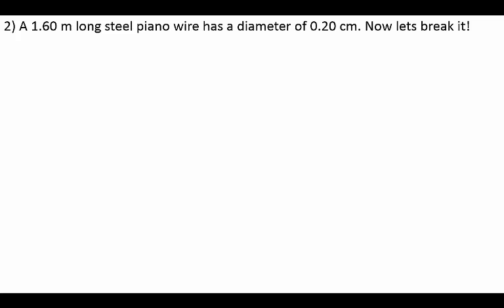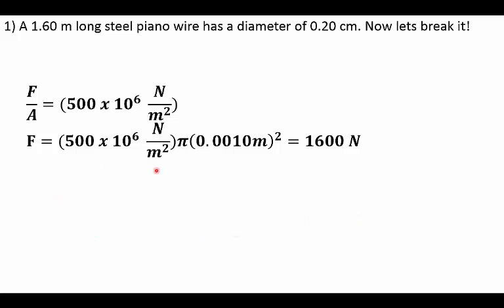So we'll look up the tensile strength of steel in a table. There's a table in your book. We find that the tensile strength of steel is 500 times 10 to the 6 newtons per meter squared. We can then multiply through by the area we just found a moment ago, and find out that in order to break this, it takes about 1,600 newtons of tension.